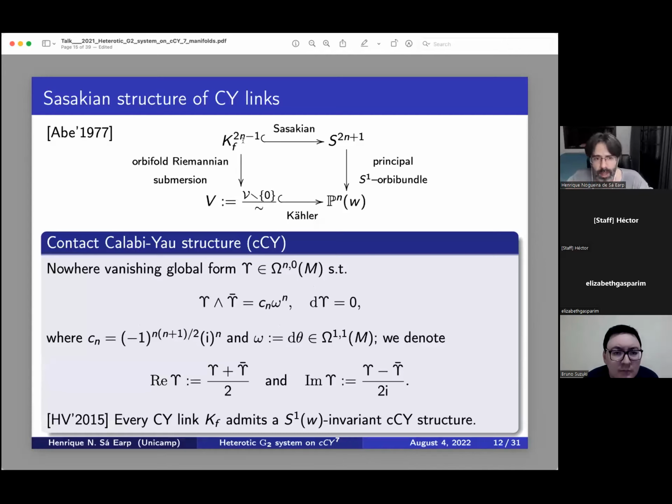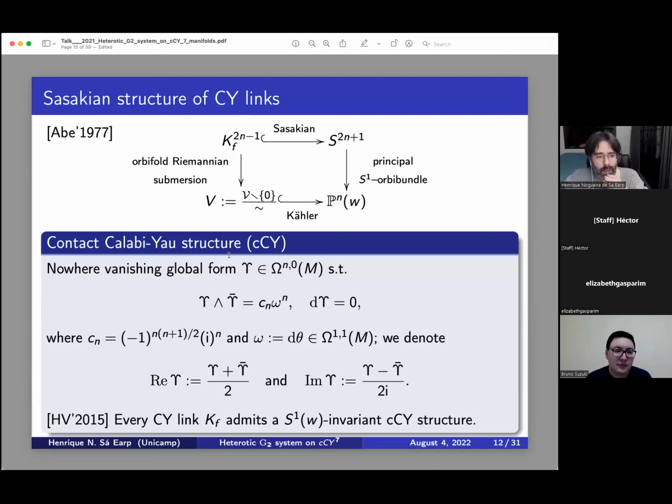And so the link sits inside a local sphere around the isolated singularity of the polynomial. The sphere is a Hopf fibration over weighted CPN, and therefore the link can be seen as the restriction of this Hopf fibration to a subvariety here. Right, so the link, the 7-dimensional manifold, is also a circle fibration. This map is as nice as it could be. It's an orbifold Riemannian submersion.